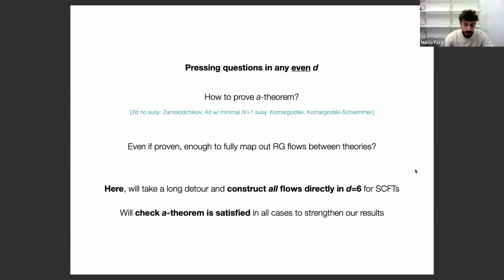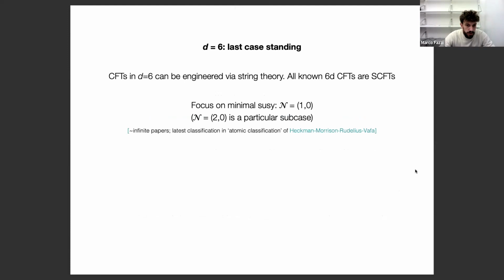Okay, so D equals 2 is proven. D equals 4 with minimal SUSY, which contains all other supersymmetric cases, was proven by Zor and Schwimmer. So in some sense, D equals 6 is the last case standing. Now, CFTs in D equals 6 can actually be engineered via string theory. And in fact, all known six-dimensional CFTs are superconformal field theories, so they're supersymmetric. Here, I will focus on the minimal amount of supersymmetry, namely (1,0), just one chiral supercharge. And in fact, (2,0) is just a particular subcase.